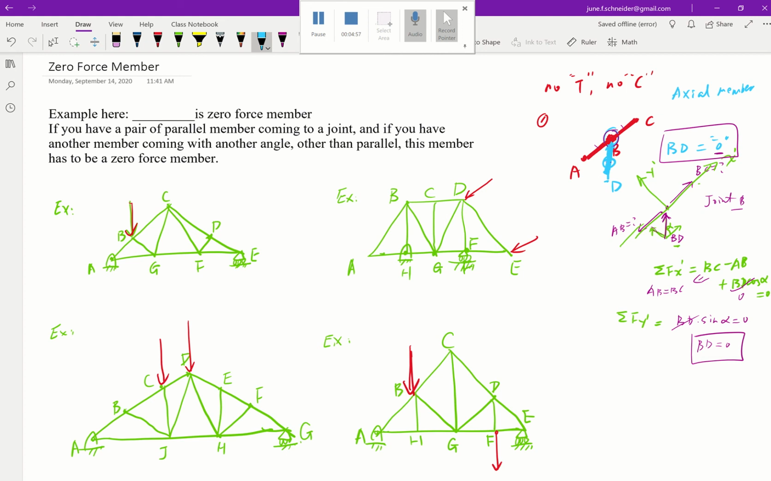Now, the second scenario where we could potentially see a zero force member is when you have an overhang. What I mean by overhang is that they are not supported by anything. For example, this is our A and this is our B and AC, pinned at A. Then we can immediately say the trick is that AC and AB both are zero force members. AC and AB both equal zero.